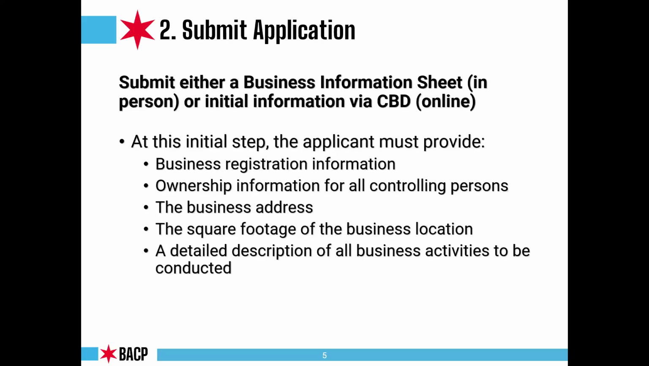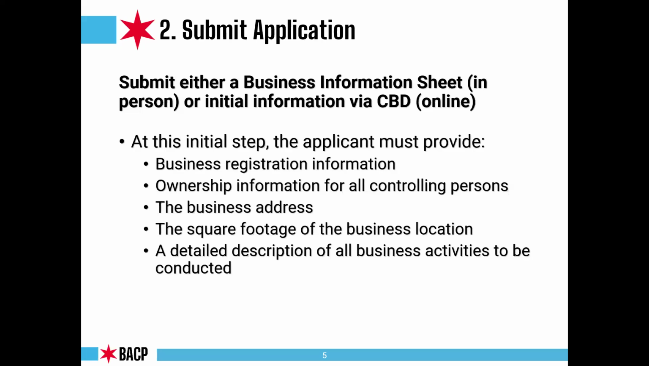So once your documents are in order and it's then time to submit your application, if you're doing it in person, you'll submit the business information sheet that was referenced earlier. And again, that information sheet can be pulled at chicago.gov/businesslicensing. And it can also be pre-filled prior to your visit. If you're choosing to enter your application online, then you'll enter the information via the Chicago Business Direct platform.